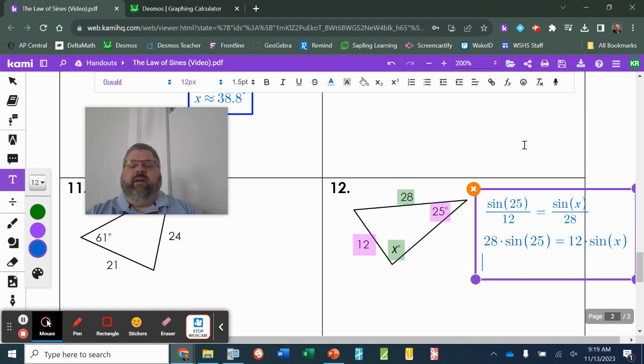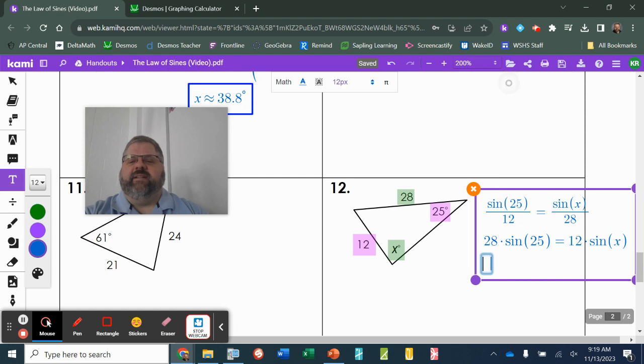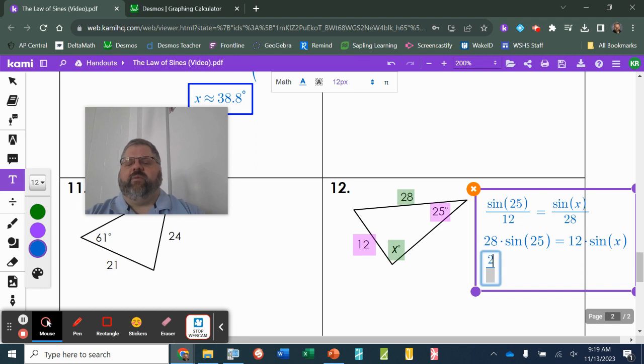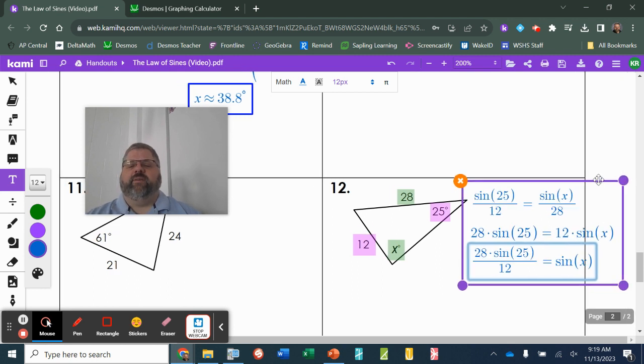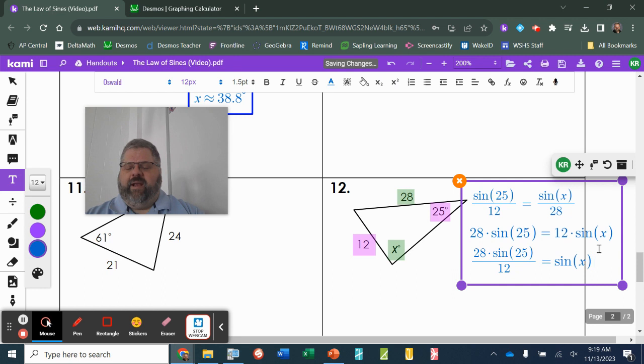Now, again, unlike when I'm finding a missing side length, here I want to isolate the sine of x, not just x yet. So to isolate sine of x, I'm going to divide both sides by 12. So I'll still have 28, I'm sorry, not divided by, times sine of 25 degrees. This is going to be divided by 12. And that's going to be equal to the sine of x degrees. Right? Not just x, but sine of x. All right, so we have that written.